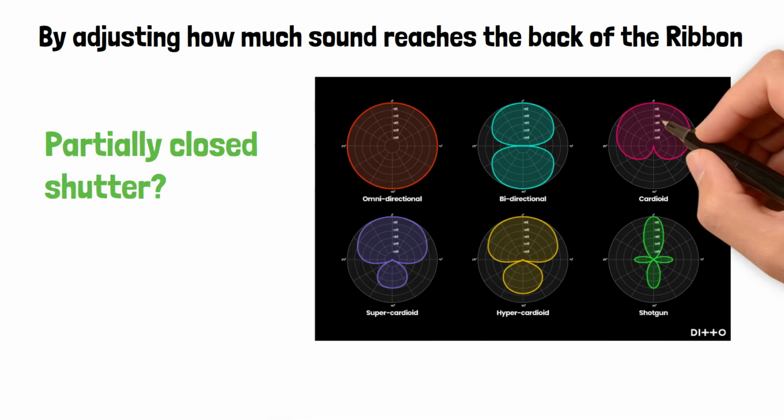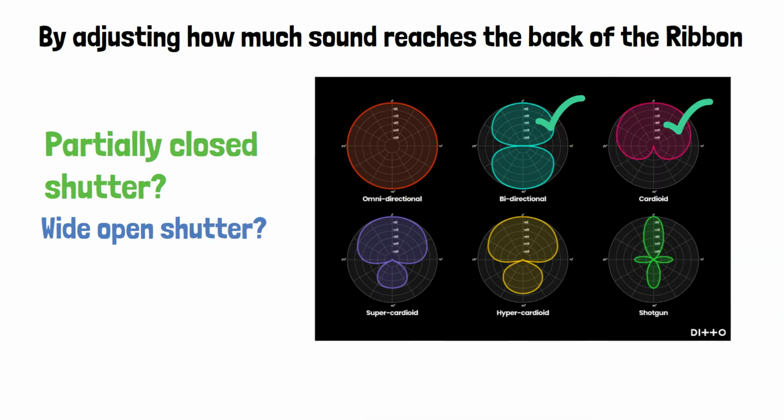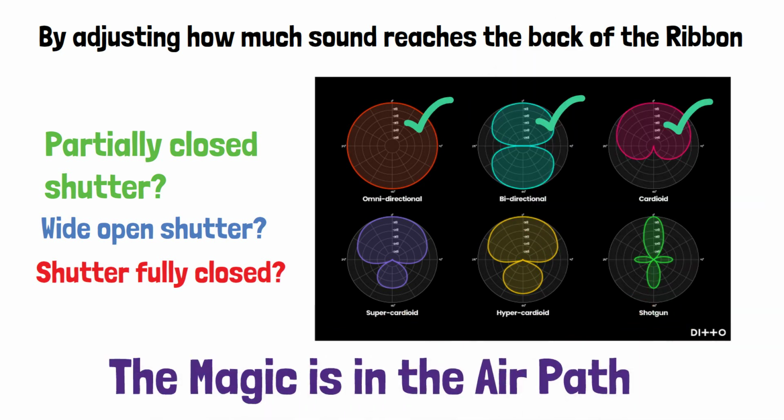Partially closed shutter, you get cardioid. Wide open shutter, figure 8. Shutter fully closed, omnidirectional. The magic is in the air path.